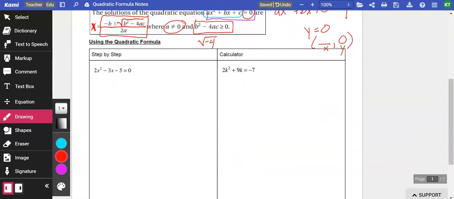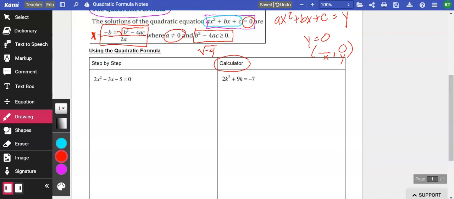So I'm going to show you two different examples of how to solve a quadratic using the quadratic formula. One, we're going to go through it step by step. And then the other, we're going to just allow the calculator to do all the work for us. But before we do that, we do need to understand what we're typing into the calculator. So we're going to go through a step-by-step example.